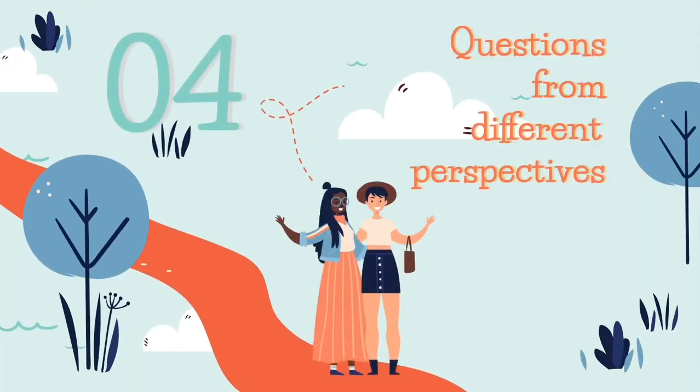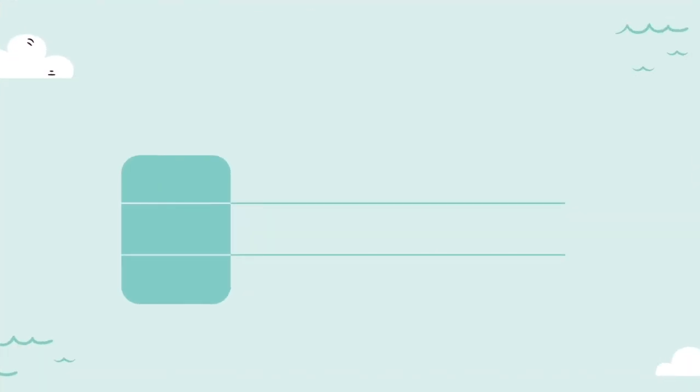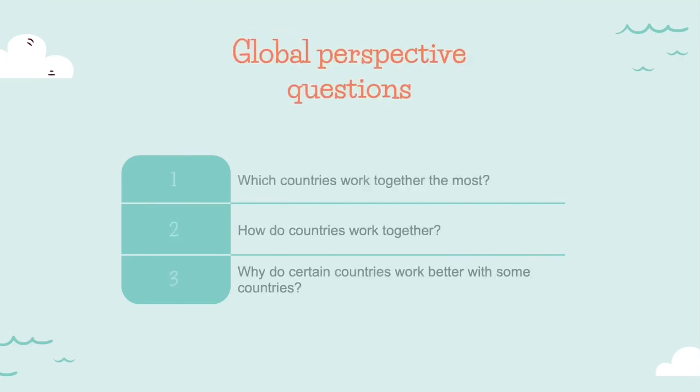Finally, we have reached the final section of this presentation. I have come up with 3 questions for each perspective. We're going to start off with the global perspective questions. The first question is, which countries work together the most? Second question, how do countries work together? And the third question is, why do certain countries work better with some countries?